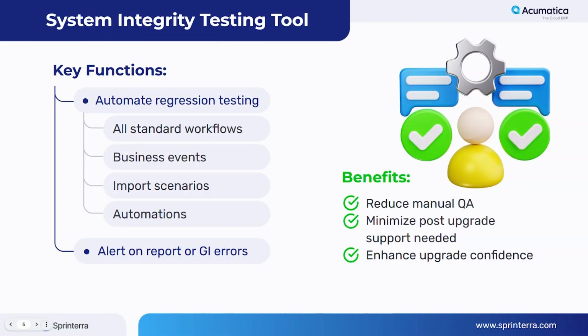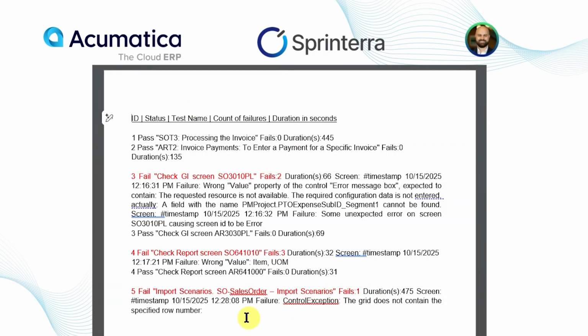So what I'm going to do is I'm going to share a couple of things with you. First, we're going to look at just a snippet of what the output of our system integrity testing tool is. So what it would generate for you. And this is just a small snippet that I've taken. So you can see there are several areas that it has as passed. And then we're seeing a fail here related to GI SO 3010PL, which is our sales order screen. And it's giving some detail on why it failed. We're seeing a fail here related to running a report, which this is the sales order form, sales order report. And we're seeing a fail here related to an import scenario.